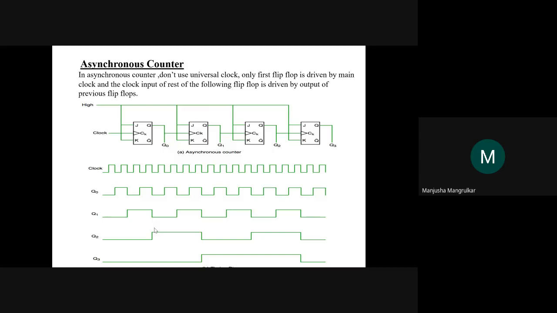This is the asynchronous mode. We are not giving the clock pulse to all the flip flops. We are giving the clock only to the first flip flop in asynchronous mode, and the output of the first flip flop is the clock of the next flip flop, and the clock of the next flip flop is what?